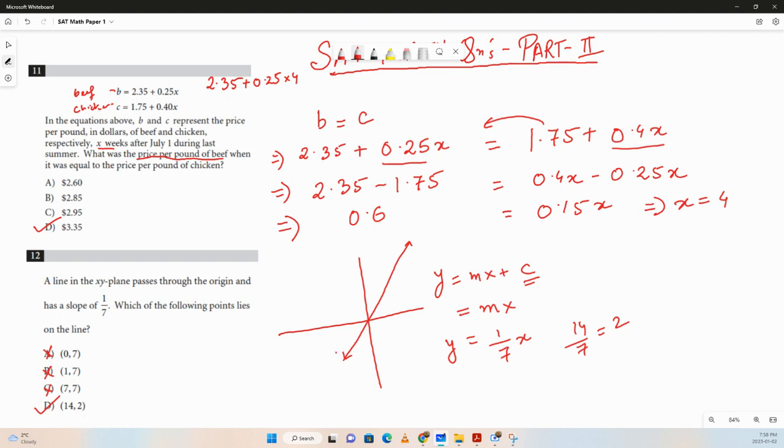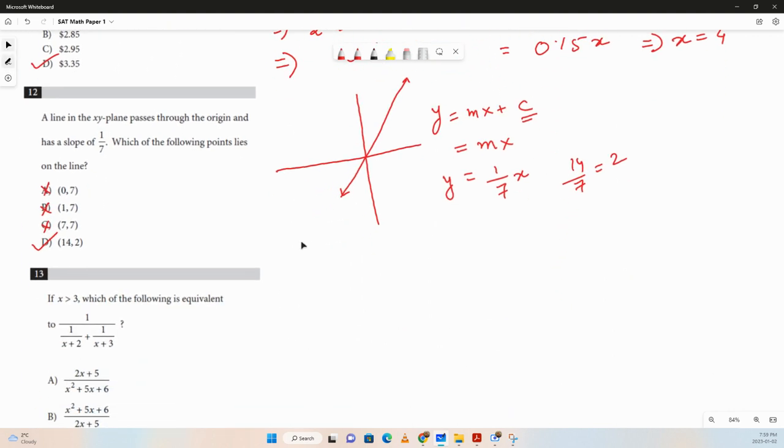So this type of problem, again, very simple problem. So it should be done in less than 30 seconds, okay? So now we have done question 11 and 12. So let's move on to question 13 and 14, right?